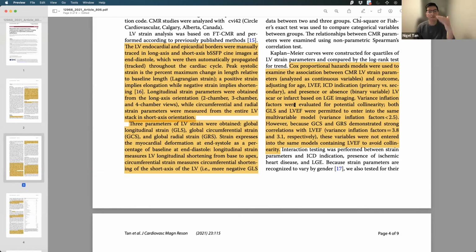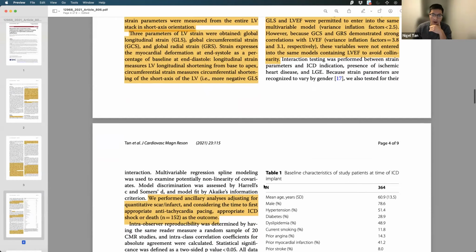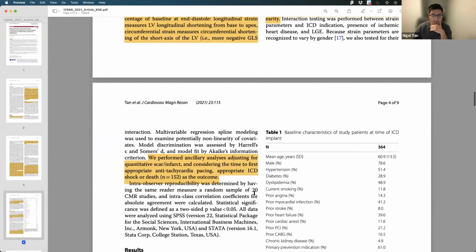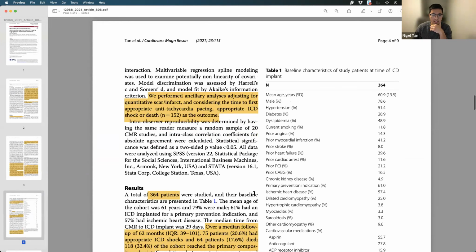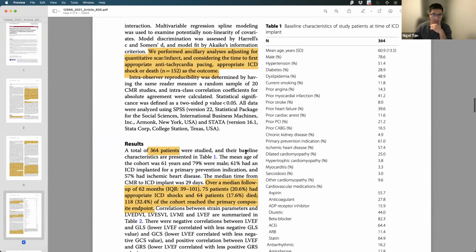So we have a bunch of different multivariable models that I'll go through. And then we did subsequent interaction testing between ICD indication, whether there was ischemic or non-ischemic heart disease, and presence or absence of LGE. We also looked at quantitative scar infarct, and then considered time to first ATP shock or death, because in the subsequent review of our paper, a number of concerns came up about excluding ATP, as I mentioned, even though it was a less robust endpoint.